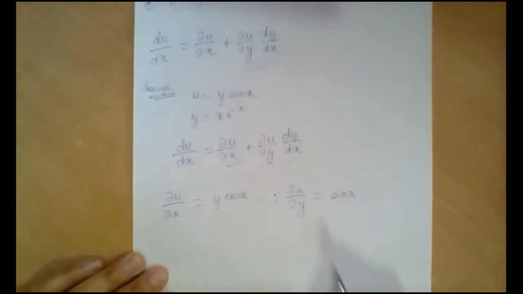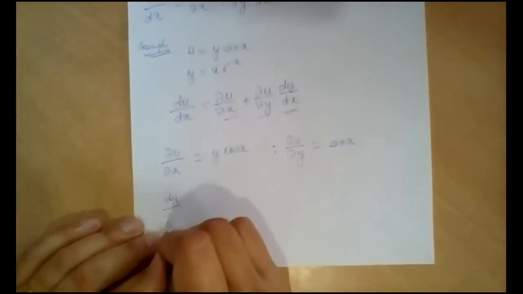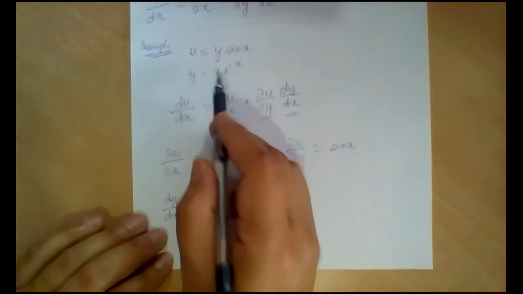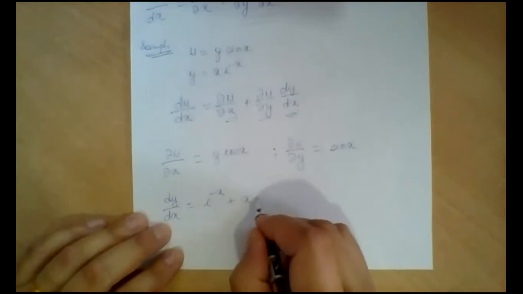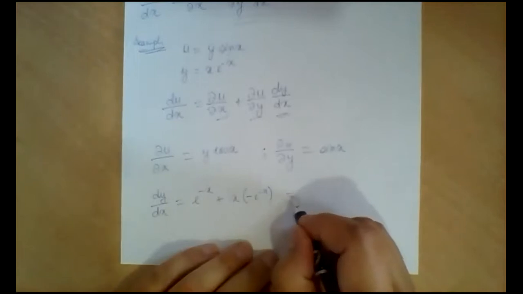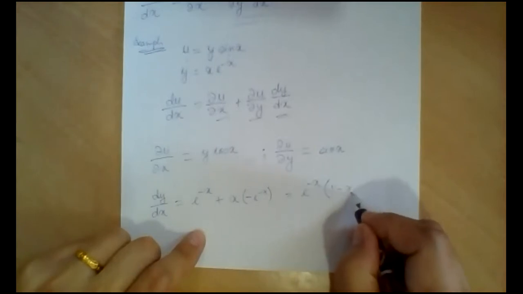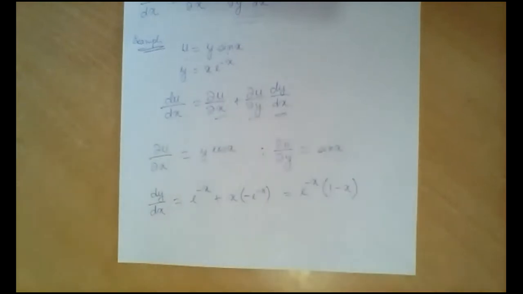Next we have to calculate dy by dx. It is a product of two functions. So first you differentiate the first function and keep the second, plus you keep the first function and differentiate the second. You can take e to the power minus x common and get 1 minus x. Now you substitute these three values in this expression.